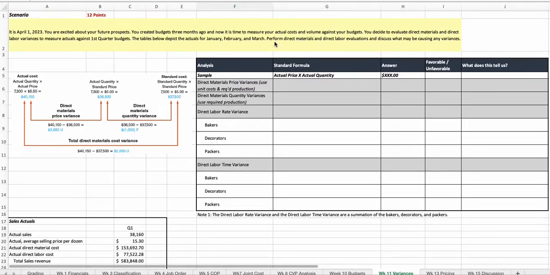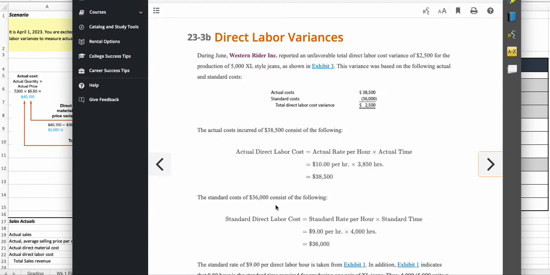Now we're going to perform direct materials and direct labor evaluations, and then we're going to discuss what might be causing these variances. But before we get started, let's go ahead and open up the digital textbook. I have mine open. Let me just click on it. And so I am in the variances section.